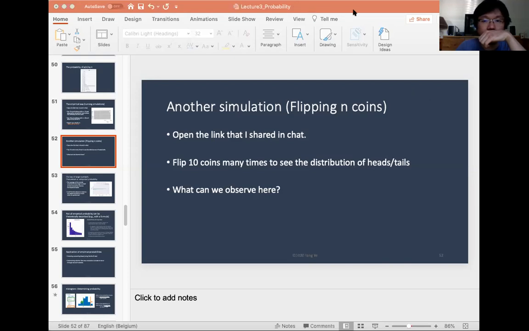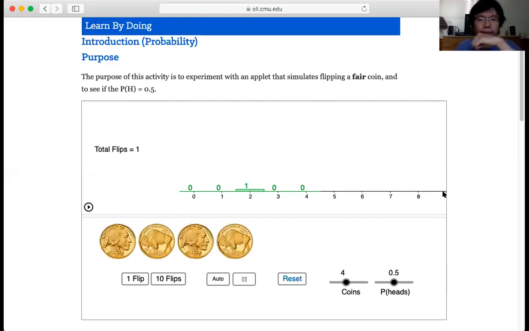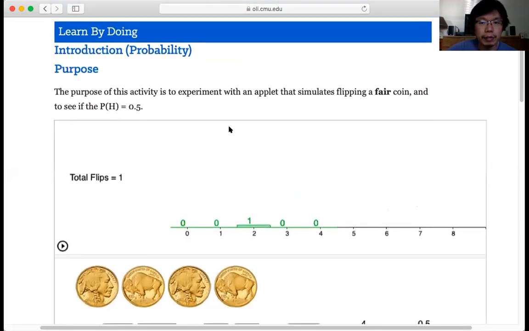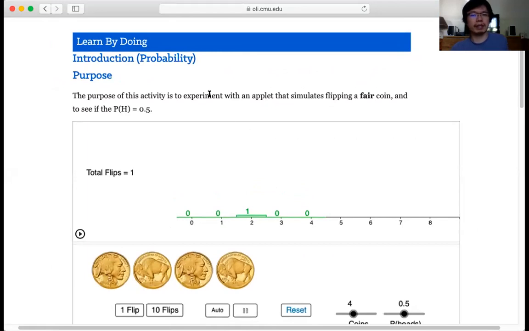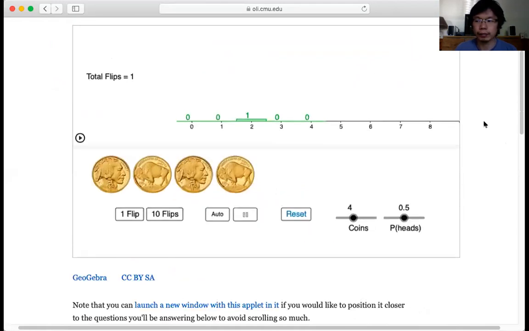And I will share with you on the screen. So here you go, this is the probability simulation for coin flip. The purpose of the probability activity is to experiment with an applet that simulates flipping a fair coin and to see if the probability of heads equals 0.5.